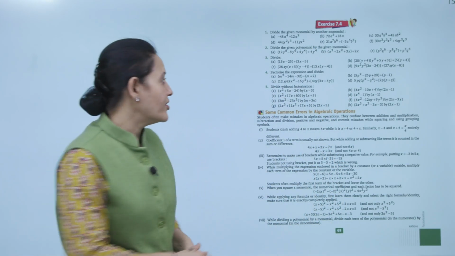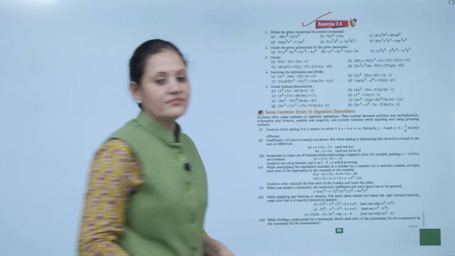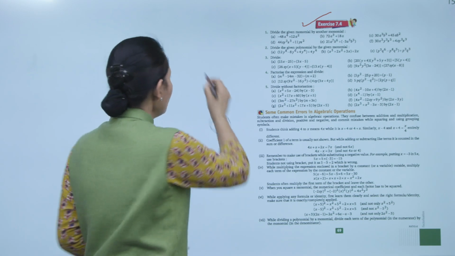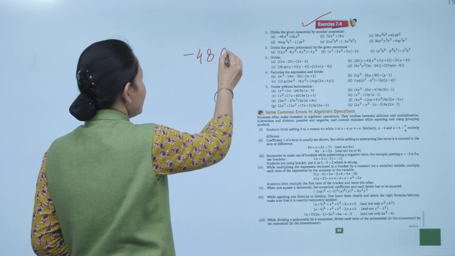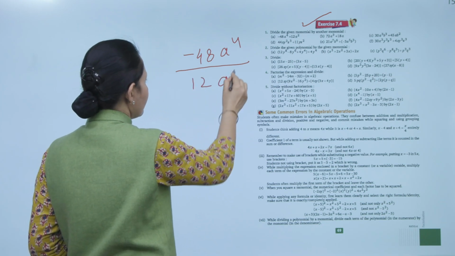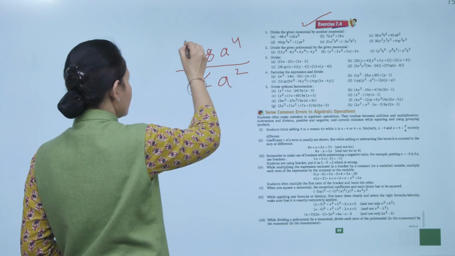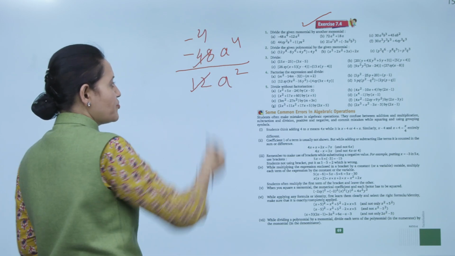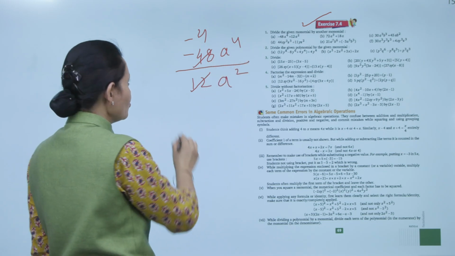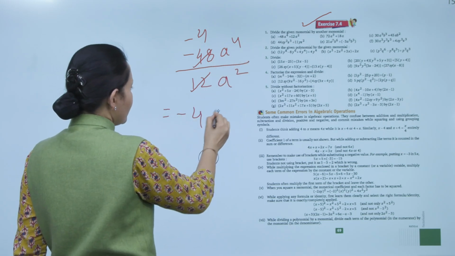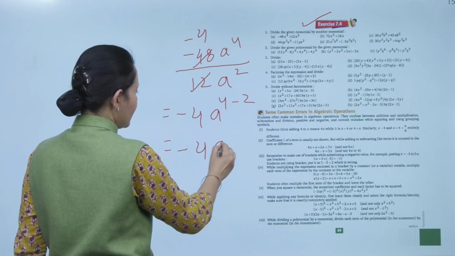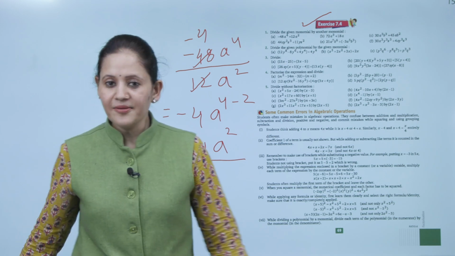Next is exercise 7.4. Divide the given monomial by another monomial. So minus 48 a to the power 4, we have to divide by 12a square. Minus 4, a to the power 4 minus 2, because the base is the same, powers get subtracted, 4 minus 2. So that is equal to minus 4 a to the power 2. Clear?